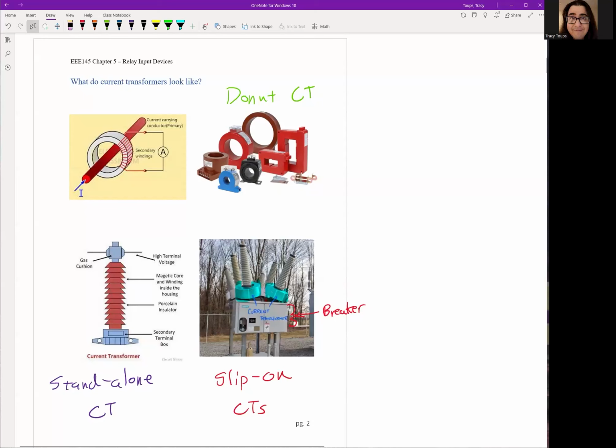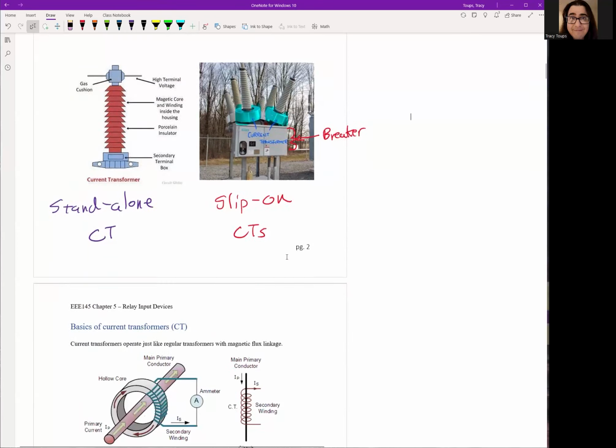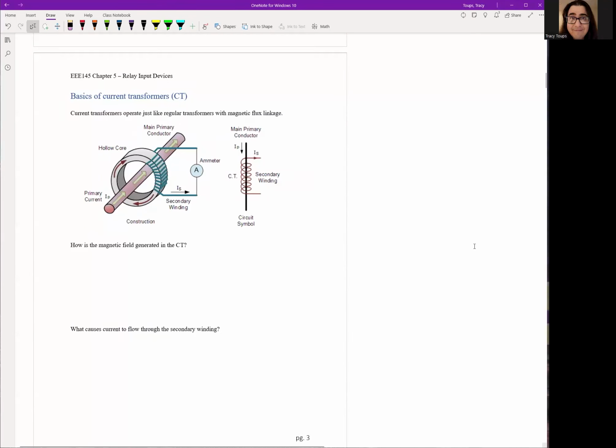Okay, so those are the three major types of CTs you're going to see on the distribution side, or the utility side rather, right? So next, let's talk about how they operate. What are the principles that they run off of? So number one, how is the magnetic field generated in a CT? Because remember, the transformer part should automatically tell you that there's some level of magnetic field flowing through it, okay?